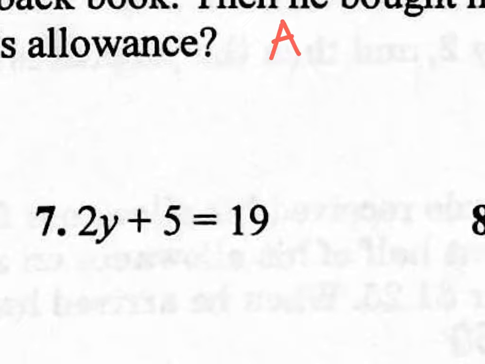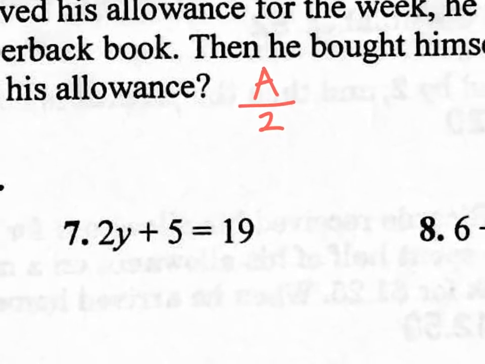Now the thing is, we know that he spent half of it. I don't even know what the allowance is. But if he had $50, he spent $25. If he had $10, he spent $5. Make sense? Now, how am I going to show half of allowance? Half of the allowance. Divided by 2. So let's all do that. A divided by 2. And let's go back to continue reading the question.